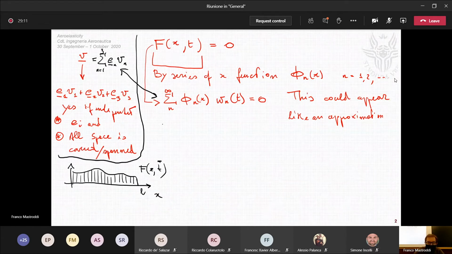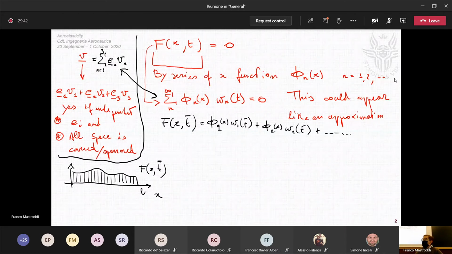You are assuming to represent f of x at any time, frozen or prescribed, as the summation of the function of x, function 1, by w1 of t, plus function 2 of x by w2 of t, plus infinite terms. Why infinite? Because the space is infinite dimensional. Okay? This is an important note.